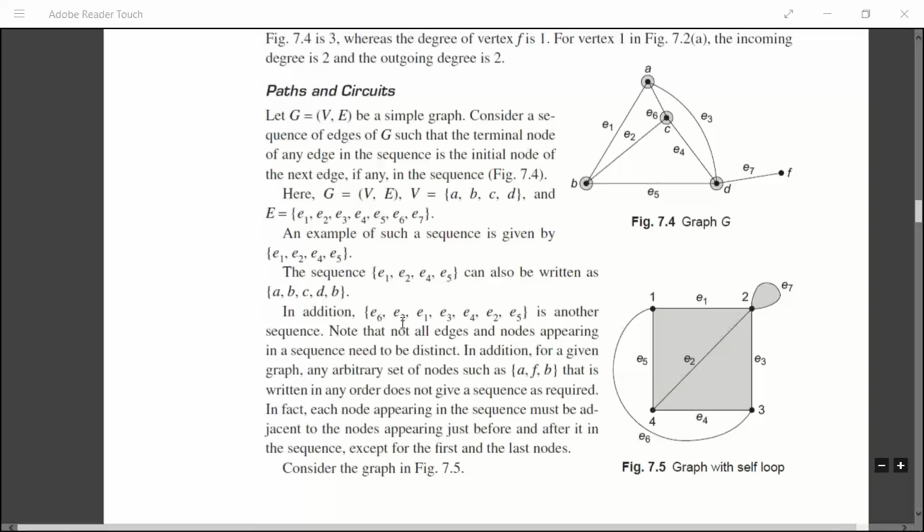Okay. So E6, E2, E1, E3, E5 is another sequence. All adjacent nodes appearing in a sequence need not be distinct. There is no rule that all the edges should be distinct. They can be repeated. So E2 is repeated twice, right? And the vertices are visited more than once. If you are moving from A to B, B to C, I call it a visit. From A, I'm visiting B. From B, I'm visiting C. From C, I'm visiting D. So the vertices are visited more than once.